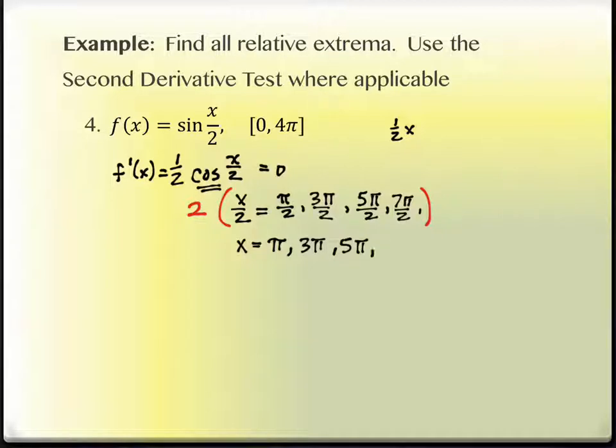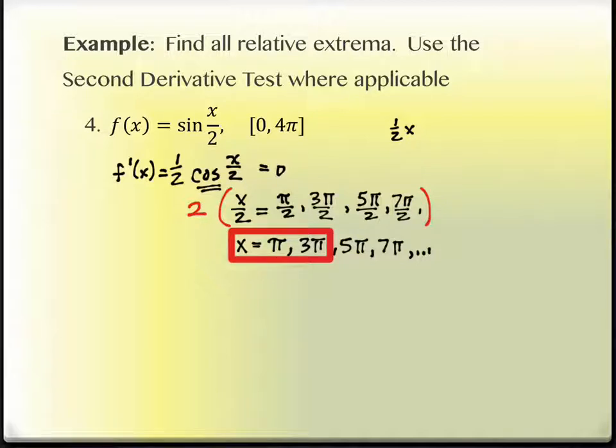5 pi, 7 pi, it would keep going for reals, except that I don't care about all of them. I only care about going up to 4 pi. So the only ones that actually fit the description for the interval I'm looking at are pi and 3 pi. Okay? Doesn't always happen. I could actually end up having to keep going further.